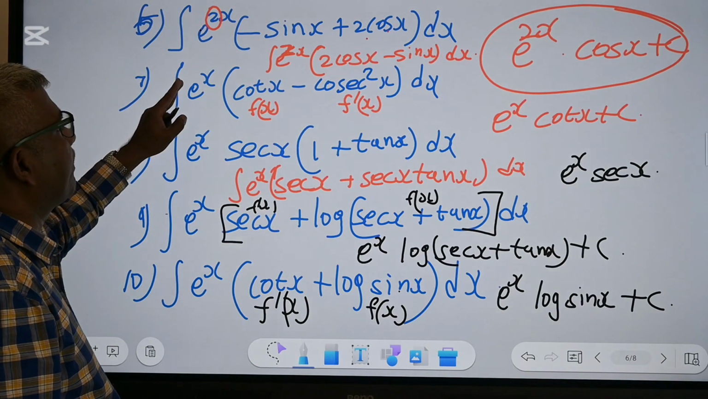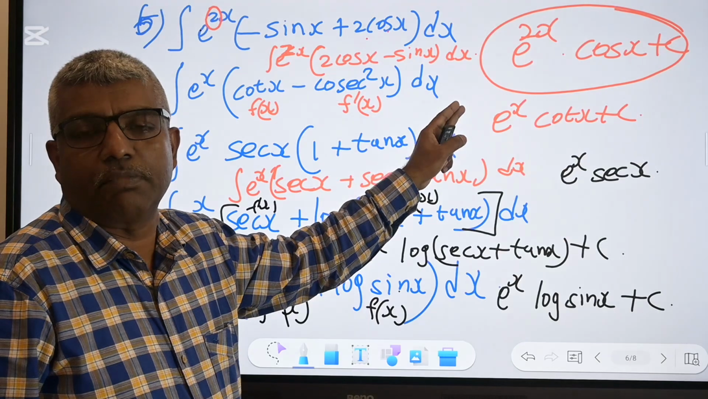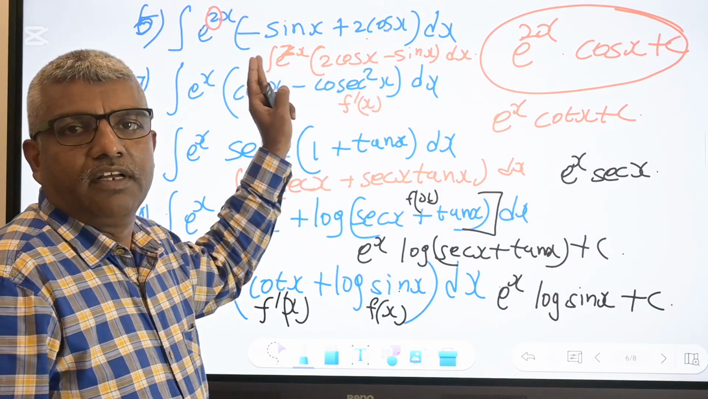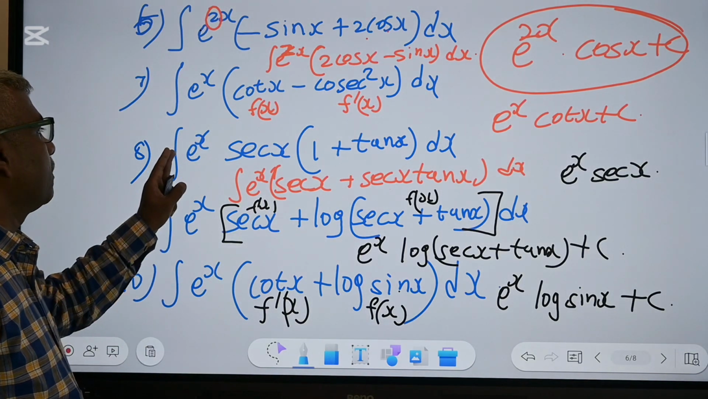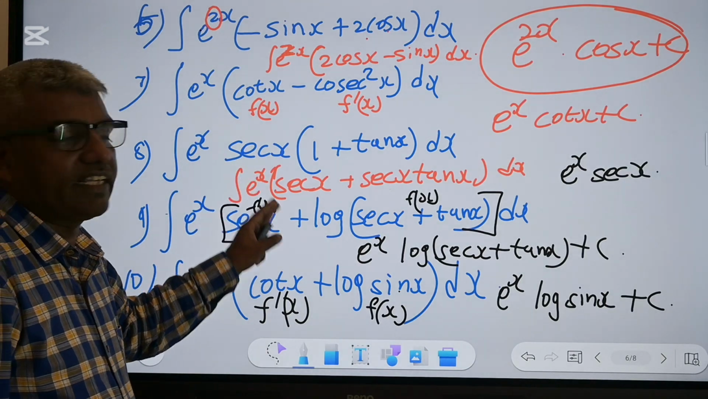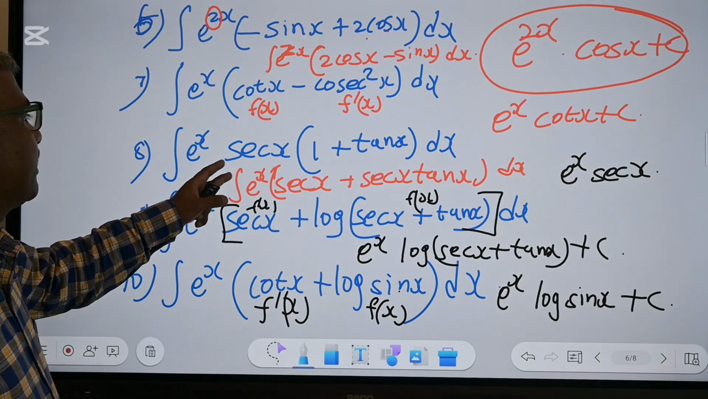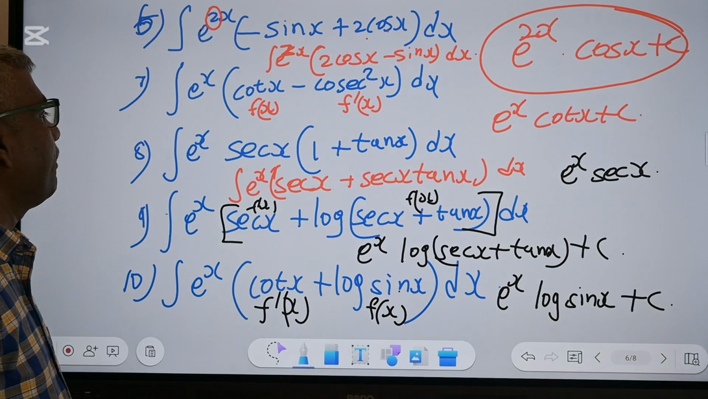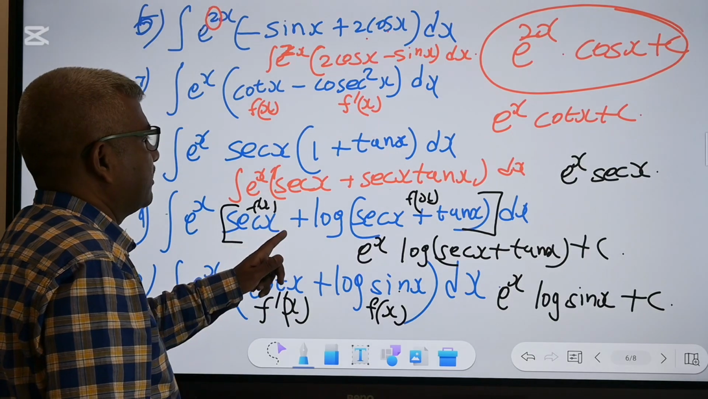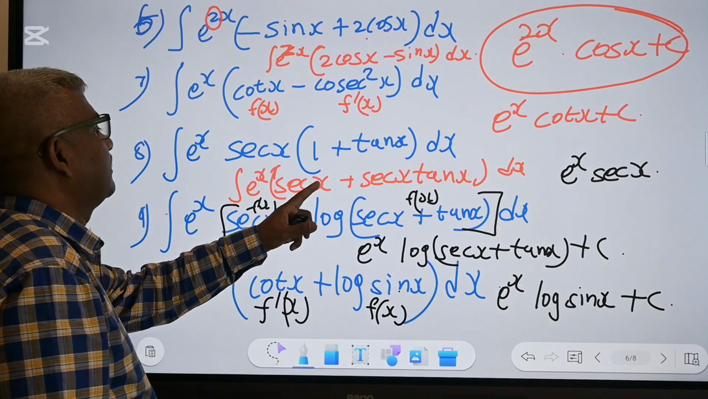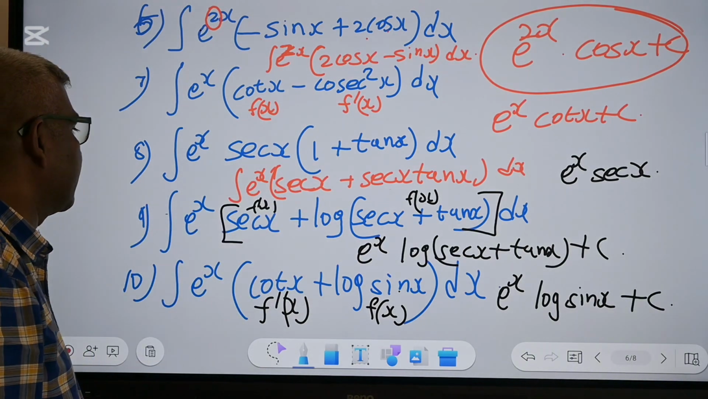Question number 7, e power x (cot x minus cosecant squared x). Here f of x is cot x, f dash x is minus cosecant squared x. So it is very simple. Question number 7 is e power x cot x plus c. Question number 8, integration of e power x secant x times (1 plus tan x). I expanded: e power x (secant x plus secant x tan x) dx. Here f of x is secant x, f dash x is secant x tan x.